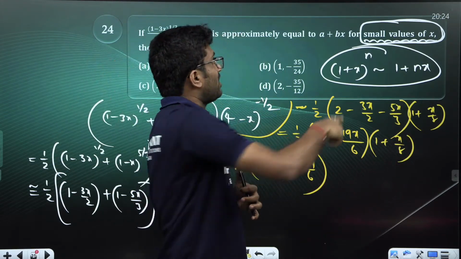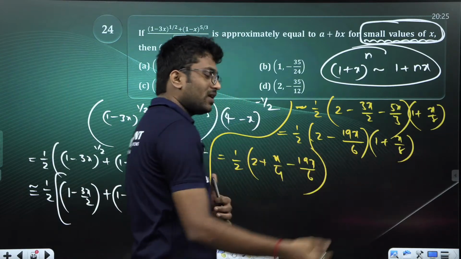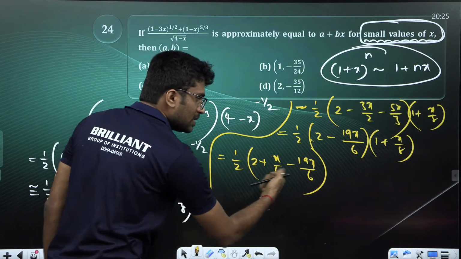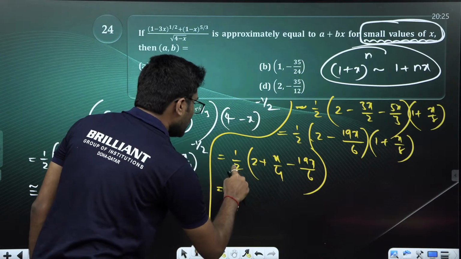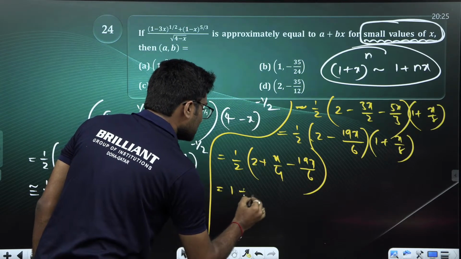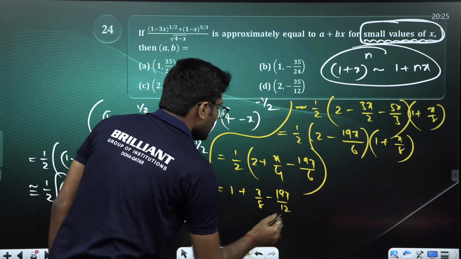Higher powers of x, as x tends to very small, get neglected. So no need of considering it. Now if you are able to simplify this, that's it. So that becomes 1 by 2 into 2 is 1 plus x by 8 minus 19x by 12.